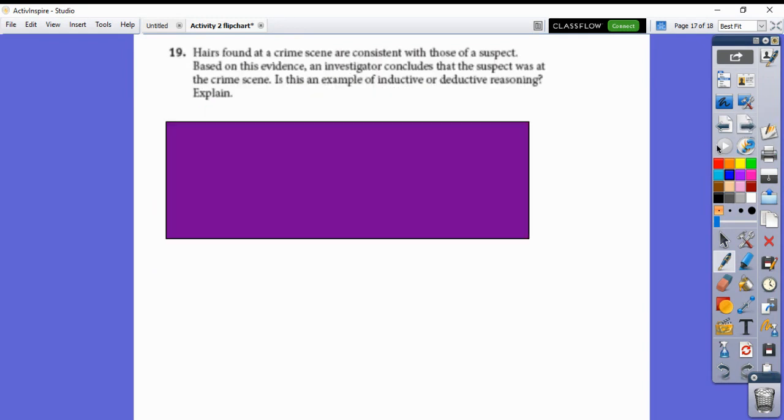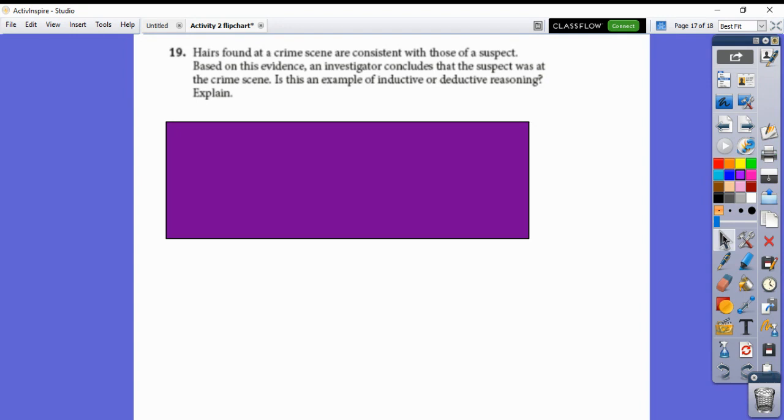All right, so one last example where we have to choose between inductive reasoning or deductive reasoning. Hairs found at a crime scene are consistent with those of a suspect. Based on this evidence, an investigator concludes that the suspect was at the crime scene. Is this an example of inductive or deductive reasoning?